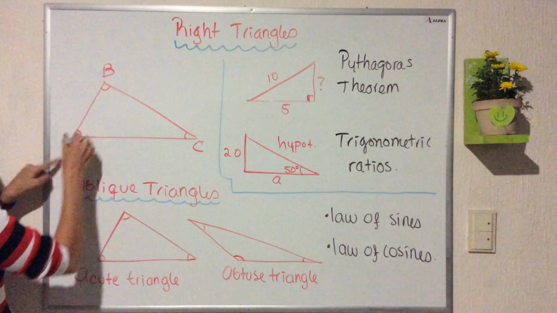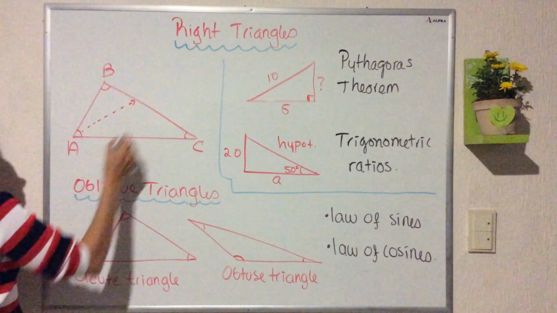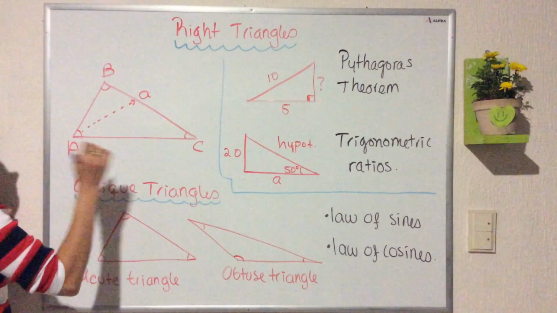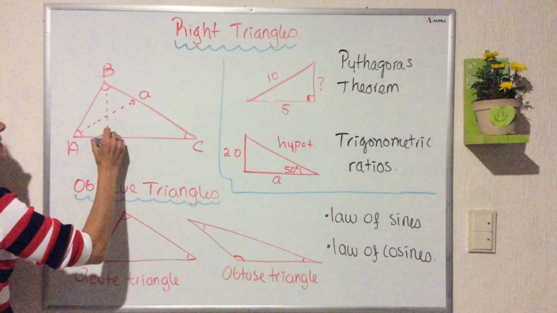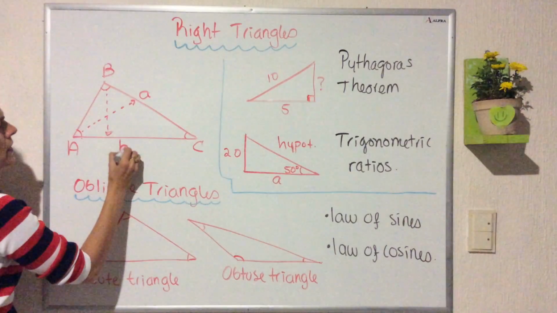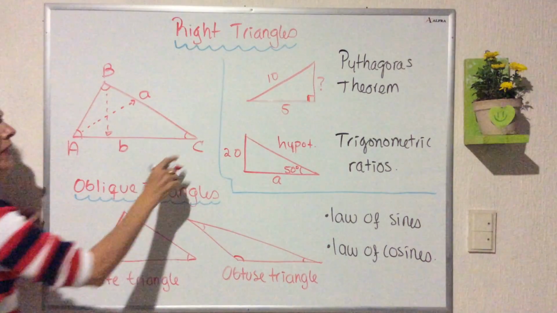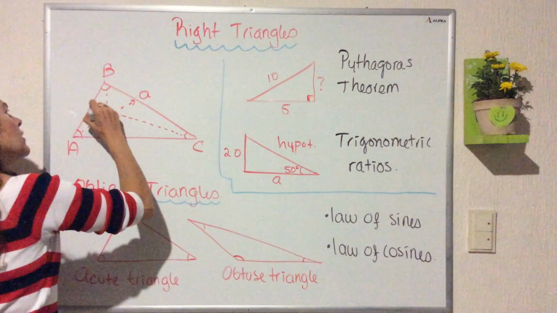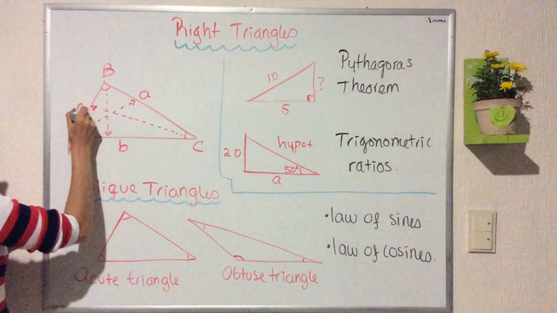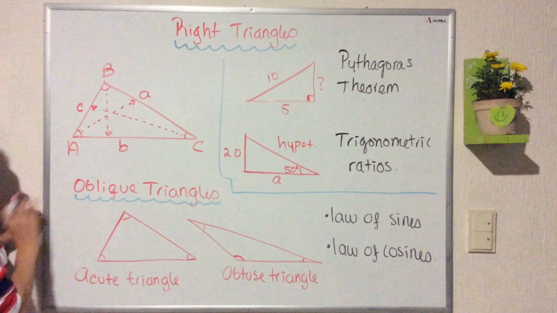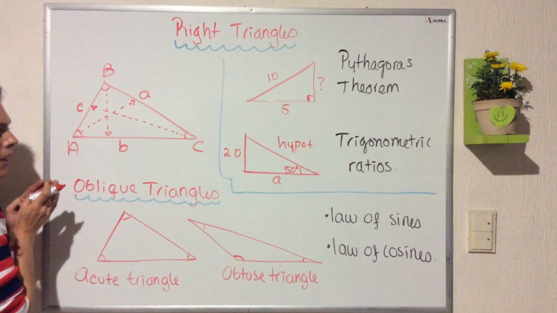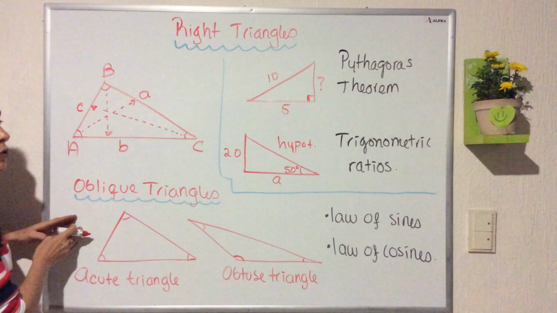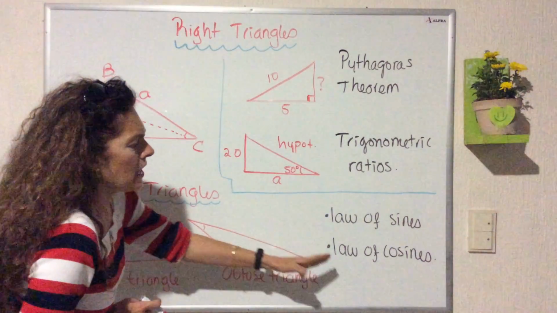Okay, so for this angle A, the opposite side is this one, so this side is going to be lowercase a. And for this angle B, the opposite side is this one, so this side is going to be lowercase b. And for this angle, capital C, the opposite side is this one, so this one is going to be lowercase c. Okay, this is going to be very important while solving word problems with oblique triangles, because you are going to use the law of sines and the law of cosines.